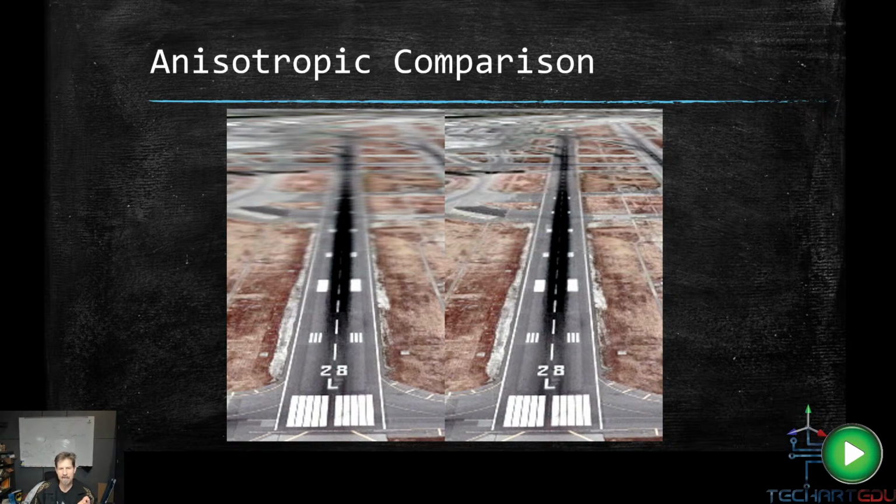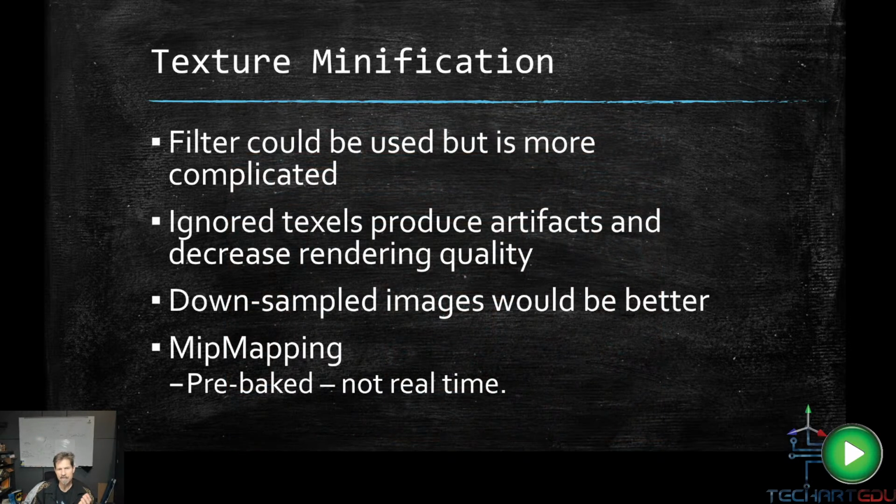Now that was texture magnification, but what about texture minification? Well, then we have to do the same thing, but in the opposite direction. It's a little bit more complicated. We could just ignore the texels that are being obscured, but that's going to produce artifacts and decrease the rendering quality. It's going to look chunky, and it'll look like there are holes in the way. So we don't want to do that.